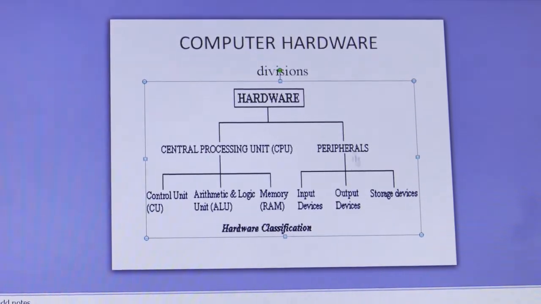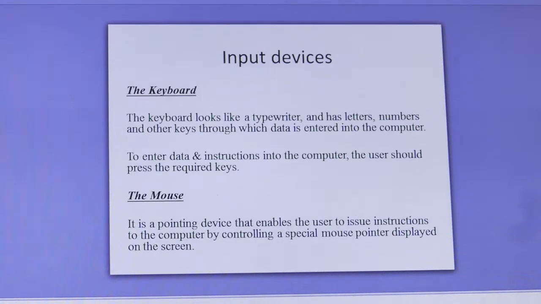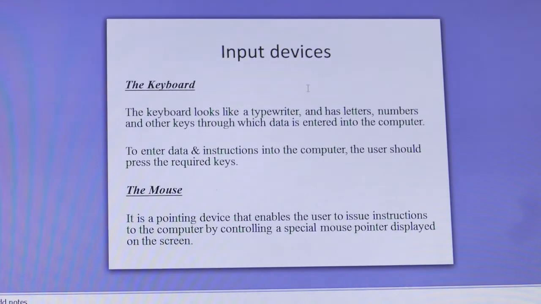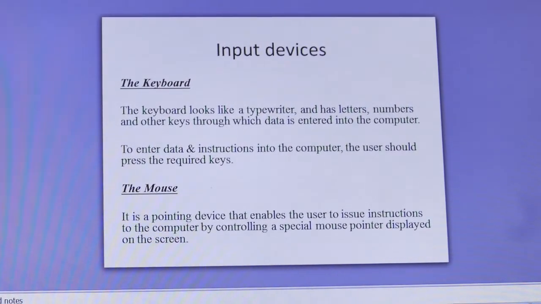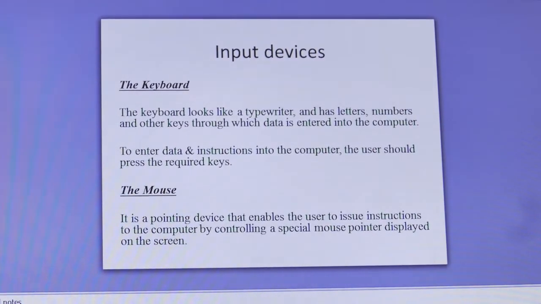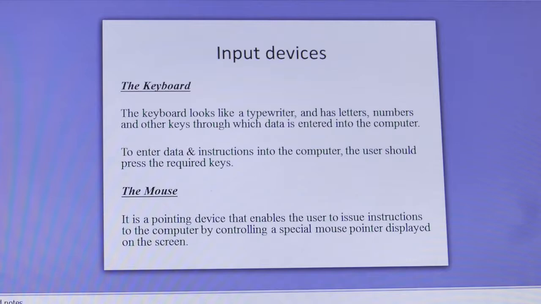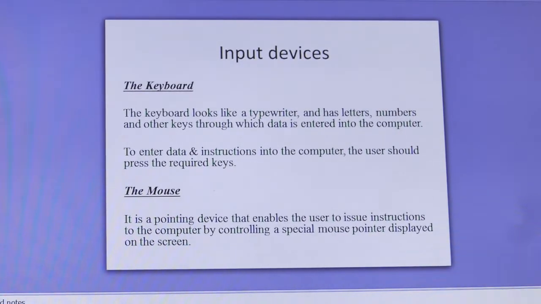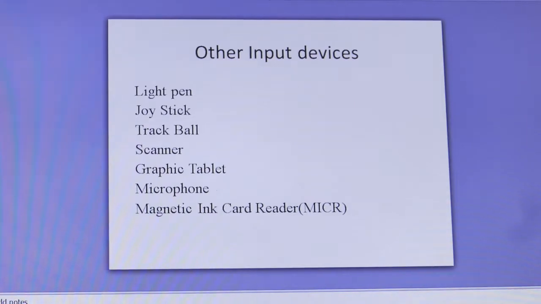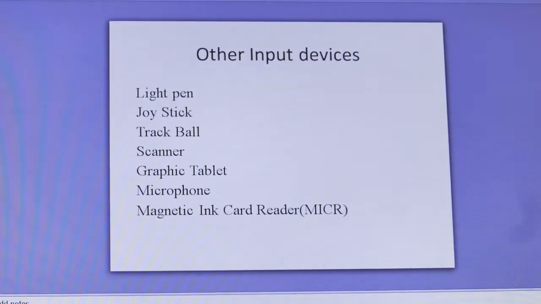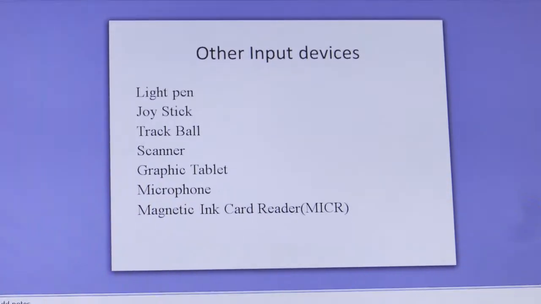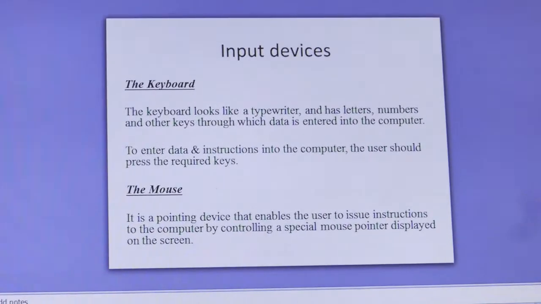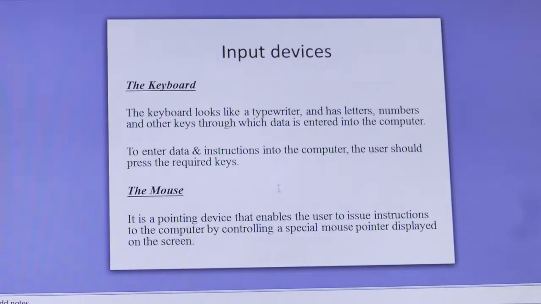So we are going to begin with peripheral devices, and we begin with input devices under that part. Input devices are the devices that are used to enter data into the computer for processing. Examples, we have light pen, joystick, trackball, scanners, graphic tablets, microphone, and magnetic ink card reader. Now, the main ones that we can talk about are the keyboard and the mouse.